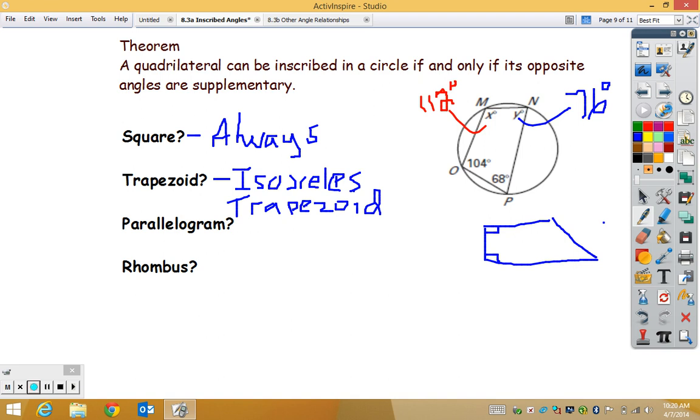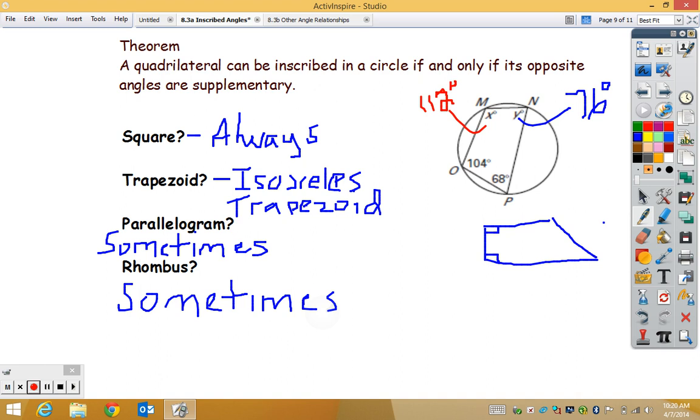A parallelogram could be, we'll say, sometimes, and that occasion is if we have a square, which is a parallelogram, and then the same goes for a rhombus. And again, that special case is when the rhombus has four congruent angles or four right angles.